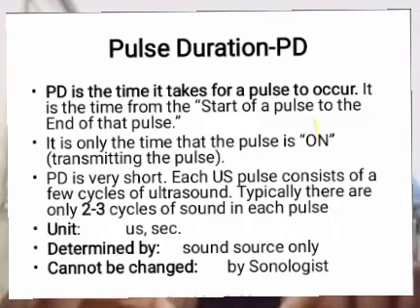So these are the two periods. The time where the machine speaks, that is the first period. The second period is the time when the machine listens. So PRP is composed of these two. PD, which is pulse duration, is the time it takes for a pulse to occur. It is the time from the start of a pulse to the end of that pulse. It's only the time that the pulse is on. That is the transmitting of the pulse. That is what PD measures.